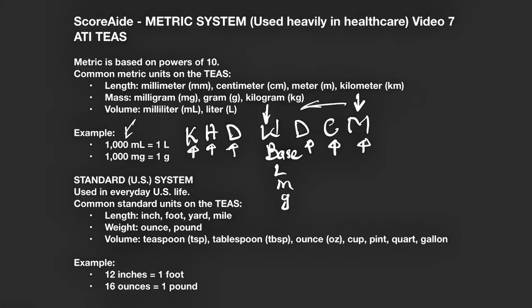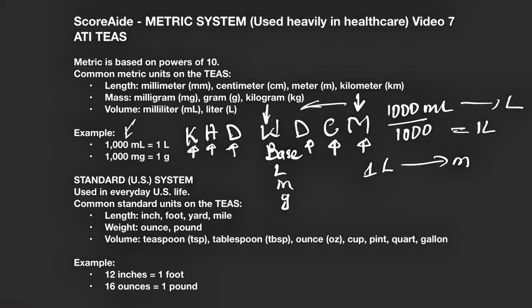That is why if you are being given 1000 milliliters, you convert it to liters, you have to divide by 1000, which is just equal to 1 liter because you're going to the left. If they gave you 1 liter to convert to milliliters, since you started from here and you're going to the right, you will have to multiply times 1000 milliliters, because milliliters is to the right of liters.